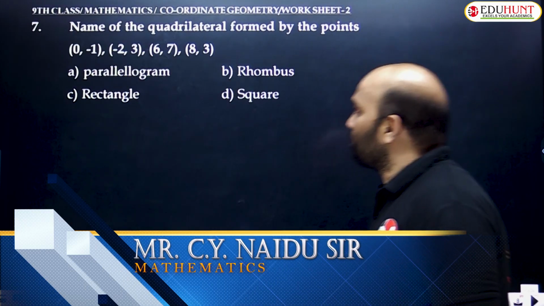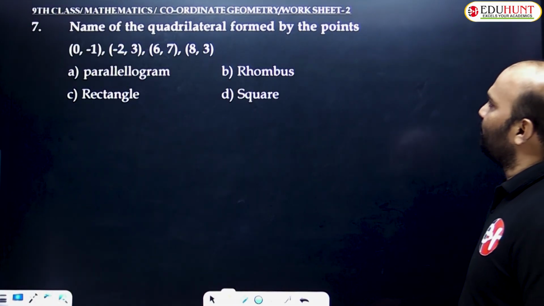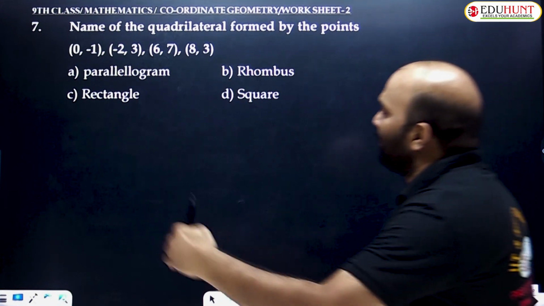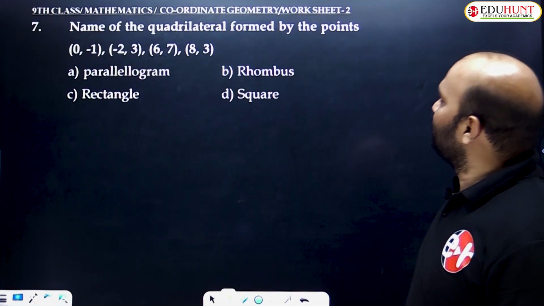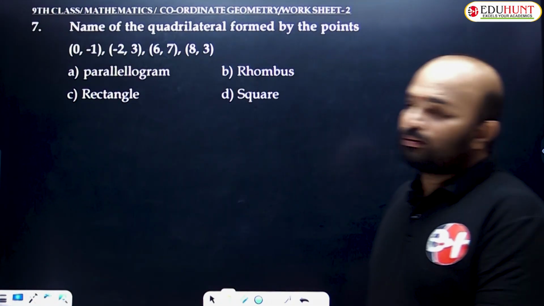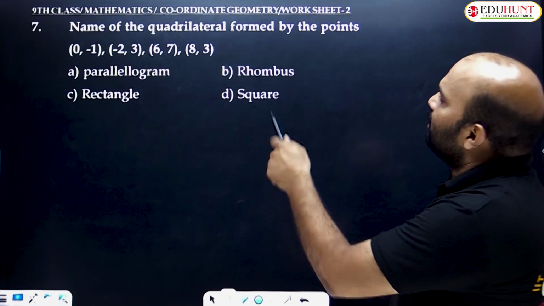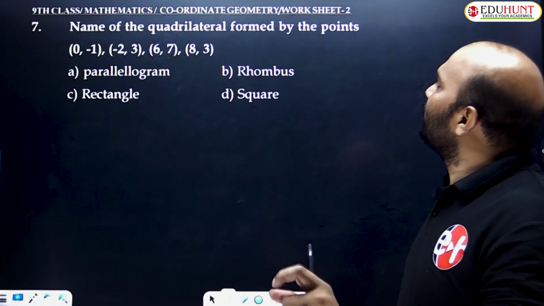In this section today we are going to discuss coordinate geometry worksheet number 2. In my previous class I already explained questions 1 to 6 in worksheet number 2. Let's go to question number 7, which is a part of 9th class mathematics coordinate geometry.